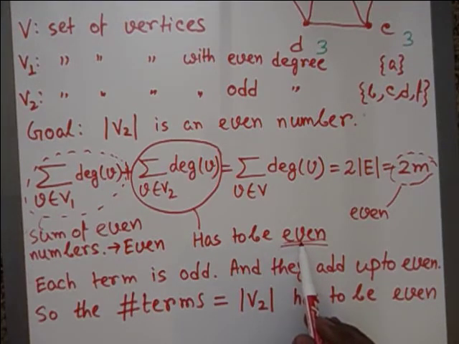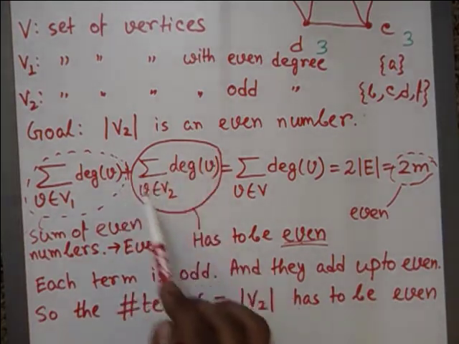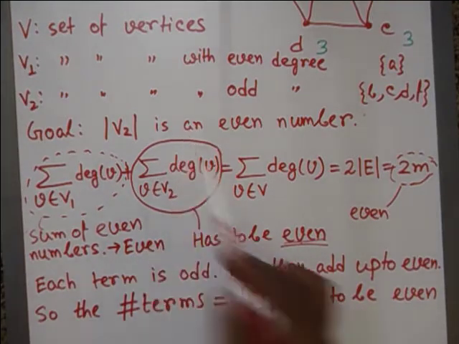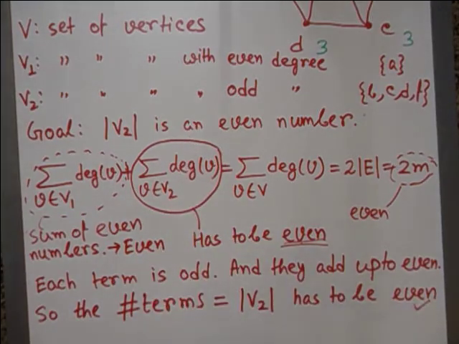Again, to clarify: if you add an odd number of odd numbers, then it will be an odd number. If you add an even number of odd numbers, then it will be an even number. So this has to be even, and all the terms are odd, so the number of vertices in V2 has to be even, which was the goal. So we have done our proof.